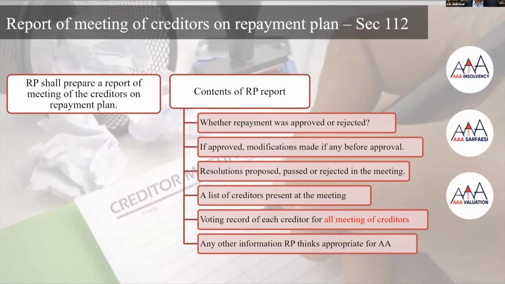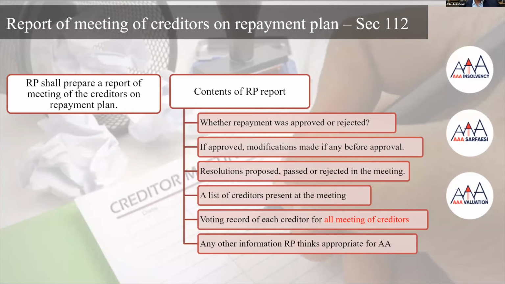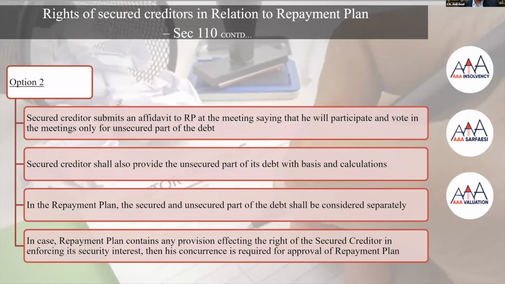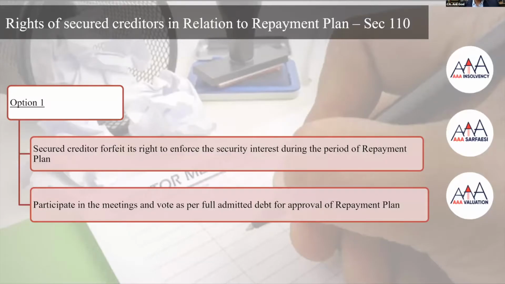So that's a report which is to be prepared by the RP on the meeting where the repayment plan is considered. As I said, there are many reports the RP has to prepare, and this is also one of the reports. In fact, I will come to how many reports are required to be made by the RP.